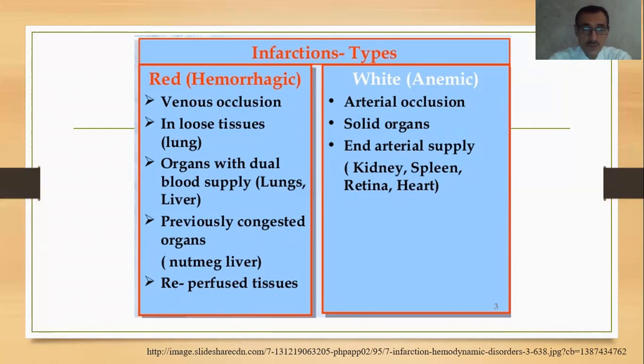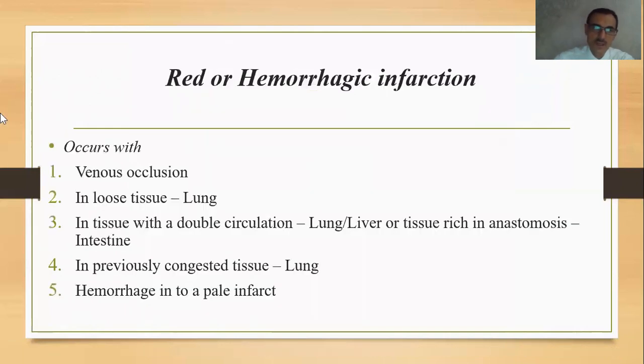In contrast to the red infarcts or red infarct, the white infarct or the anemic infarct develops due to arterial occlusions in solid organs with the end arterial supply, the kidney, spleen, retina, and heart. We discussed about this one, red or the hemorrhagic infarctions.